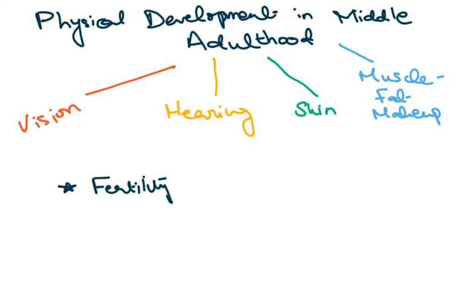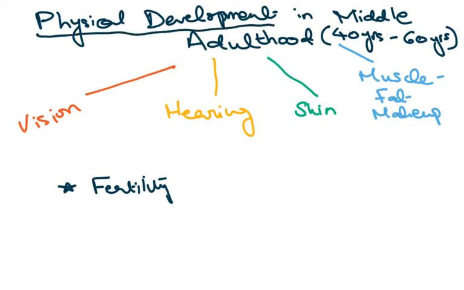Hello everyone. So today we'll be talking about physical development in middle adulthood. Middle adulthood is characterized as the age period starting from 40 years and going on till 60 years. This chapter tackles both physical development and cognitive development, but in this video we'll only be talking about physical development, and then we'll talk about cognitive development in another video.